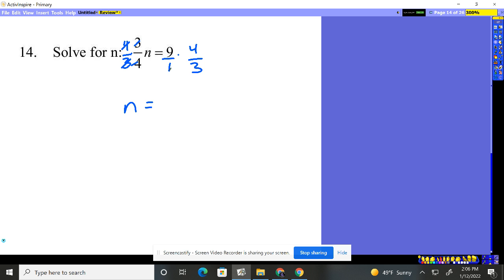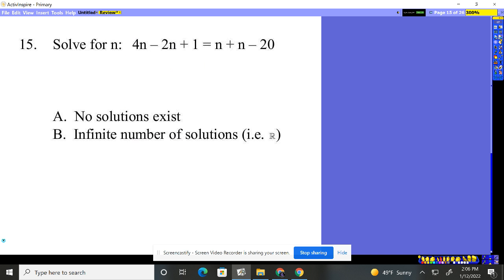Here we have 9 over 1. I'm just going to go ahead and multiply across the top, 36, because 9 times 4 is 36, and 1 times 3 is 3. Now, simply, what's 36 divided by 3? It is 12. And let's go ahead and hit 15.